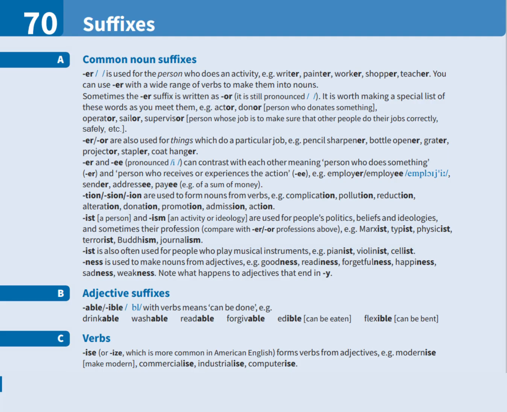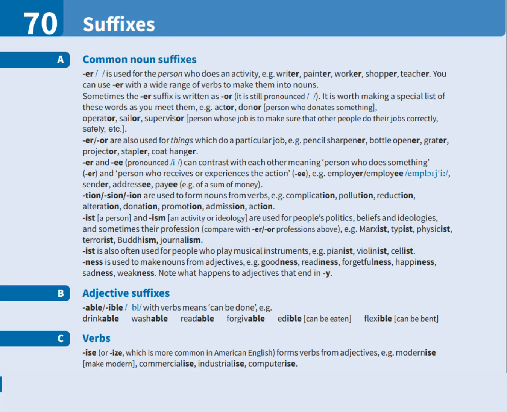The suffixes -er and -or can also describe objects that perform a particular function. A pencil sharpener sharpens pencils. A bottle opener opens bottles. Other examples include a grater, a projector, a stapler, and a coat hanger.